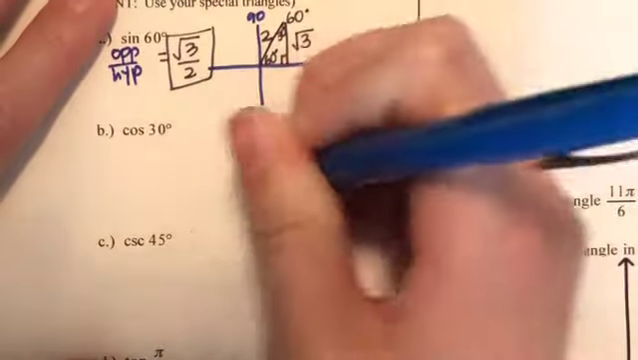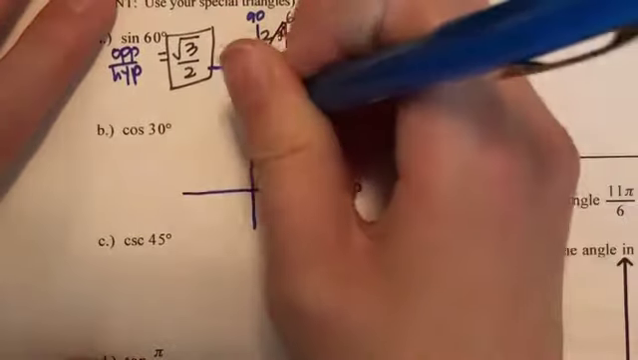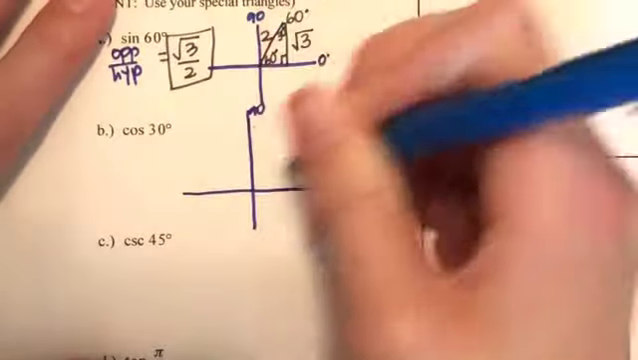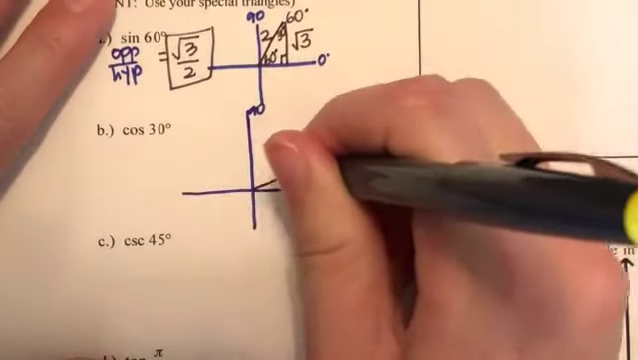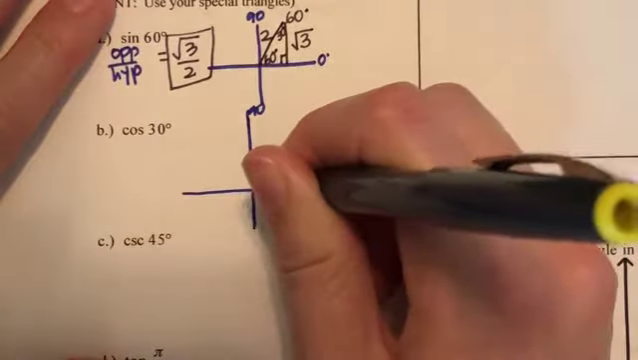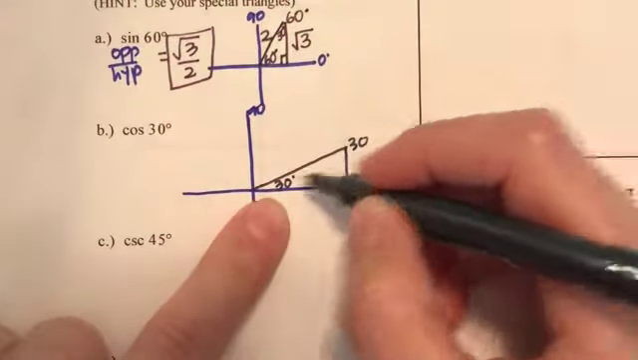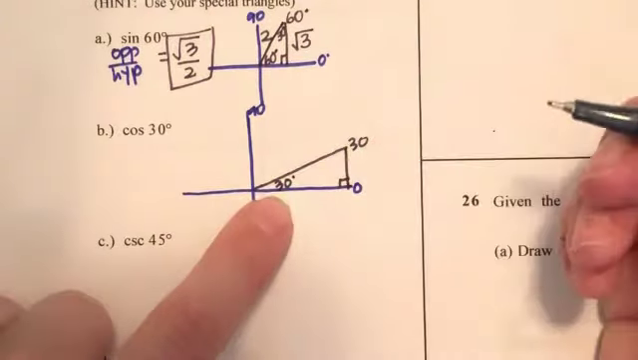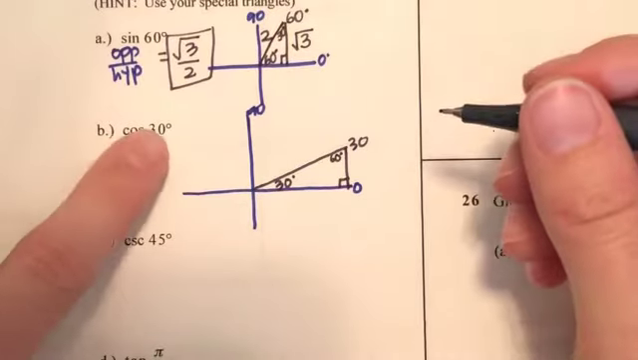Let me try to draw. Okay, so this is 0. I made that a little bit too big. And this is 90 degrees. So 30 degrees is going to be about right here. And then if we draw that triangle, here's our reference angle, 30 degrees, because 30 minus 0 is 30. So that's our 30-degree reference angle. So this has to be 60 degrees, and they're asking for cosine.